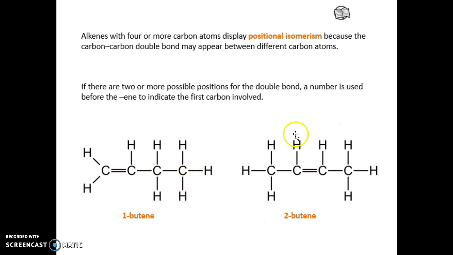But they're obviously different molecules, so these are called isomers of each other. So 1-butene is an isomer of 2-butene, or vice versa. So that's positional isomers. That's all you'll need to think about as far as isomers go in stage 1.